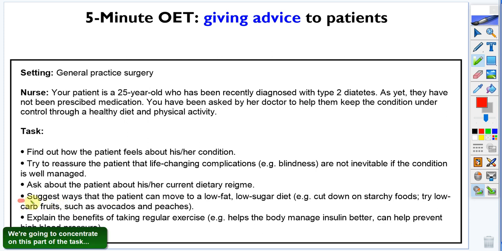We're going to concentrate on this part of the task where the starting word is suggest. Similar verbs are recommend and advise, and you might see one of those verbs on a task card. You can also see that we have two examples of how the patient can improve his or her diet. It would be a good idea if we added one or two more ideas of our own.